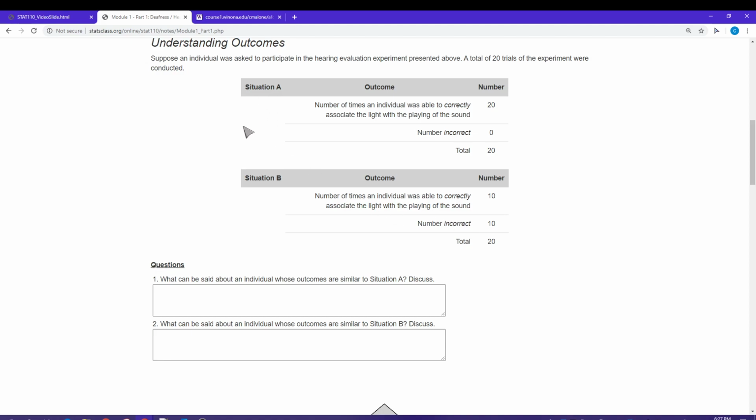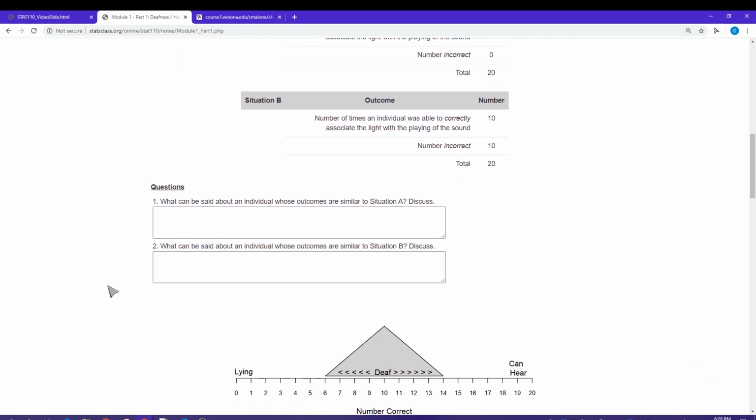So what can we say? The first question here is, what can we say if an individual had outcomes that looked like situation A? In other words, they got all of them correctly identified, or at least most of those correct. Situation B looks like they were kind of split down the middle, half and half here. So that is the second question. Go ahead and hit pause on the video and try to answer those two questions.